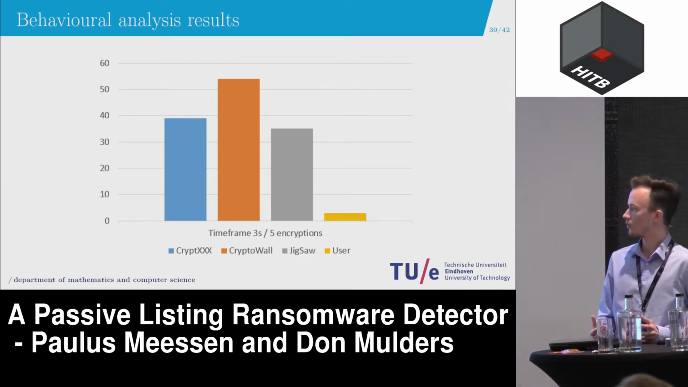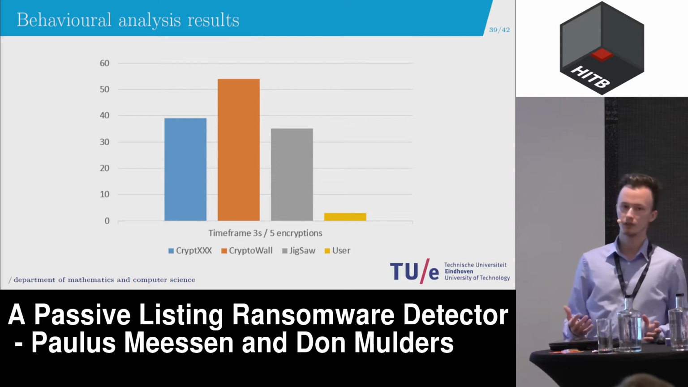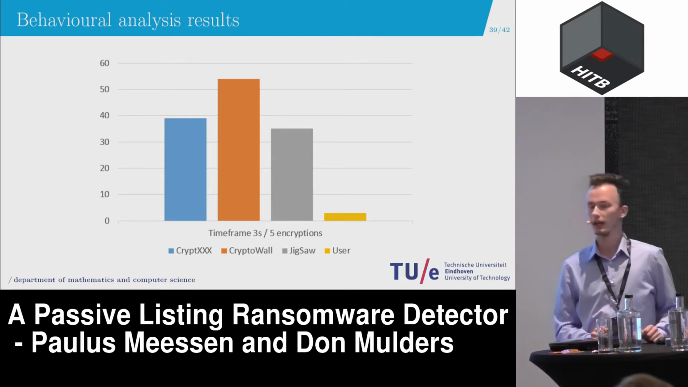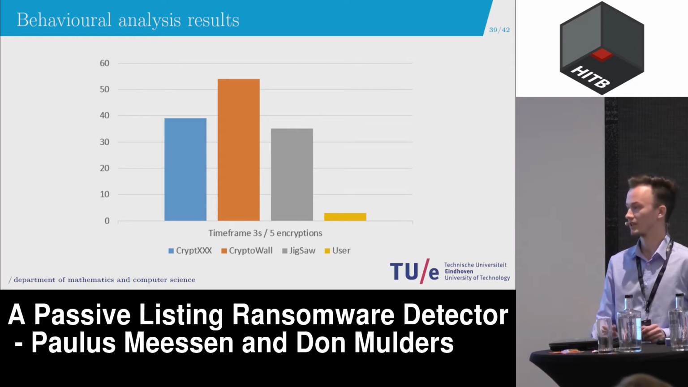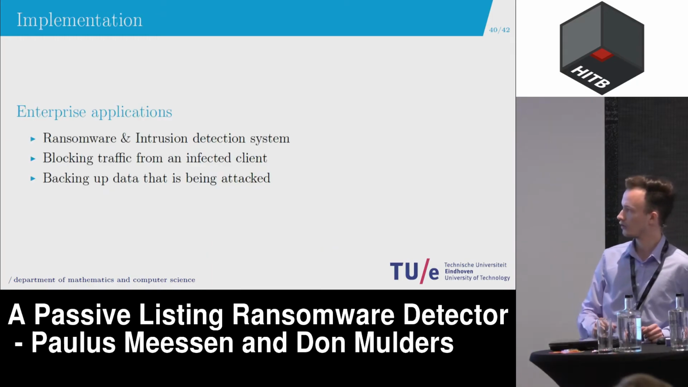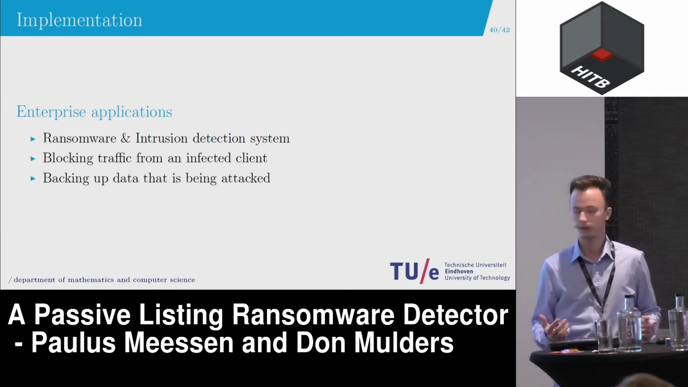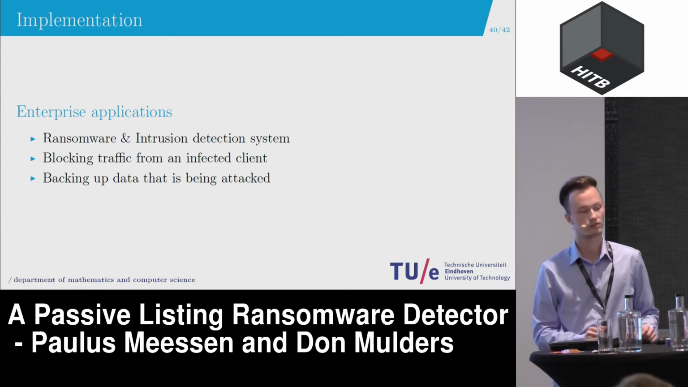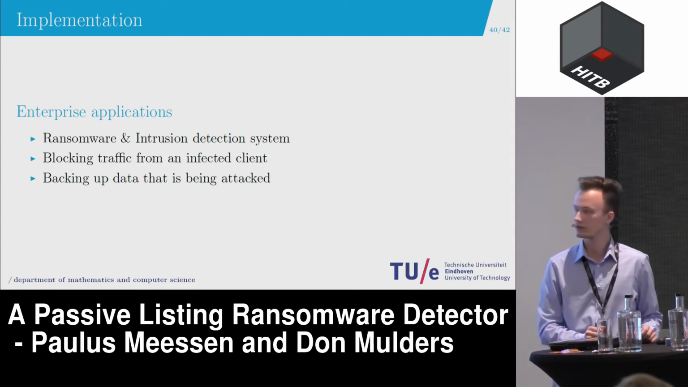And so we can actually distinguish, as we can show here, between a user, a really aggressive user, and ransomware based on this rate of encryption. So what can you actually use this for? Well, first off, ransomware and intrusion detection system is a really obvious one.